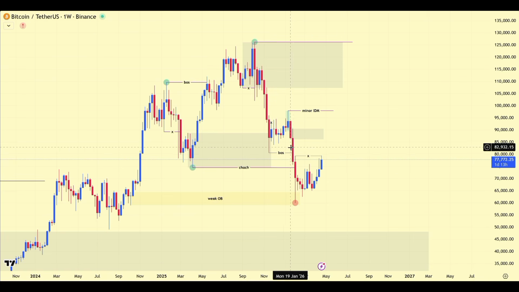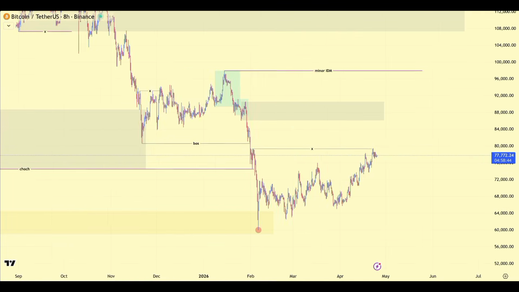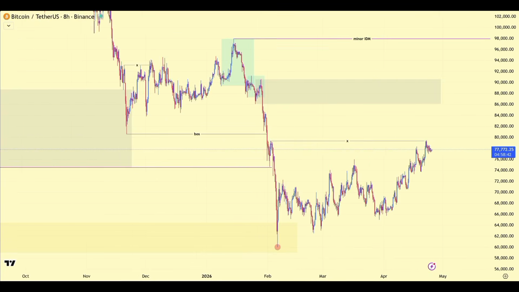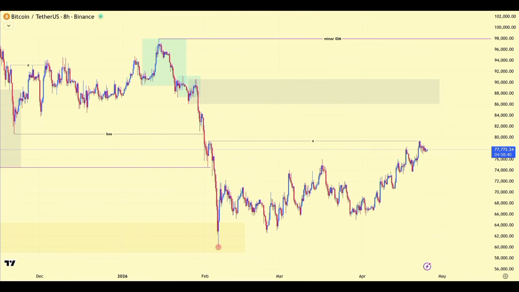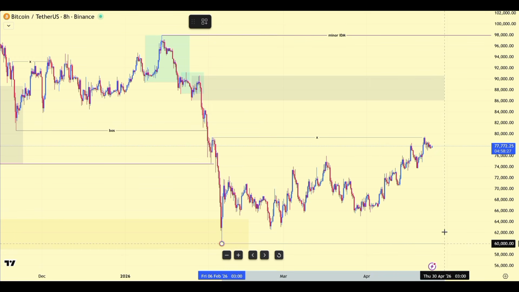But in that case, it will be respecting the lower time frame structure. So have that in mind. And right now we can clearly see that price is giving this reaction. And of course, there is a possibility that price may continue all the way towards this external low below here.